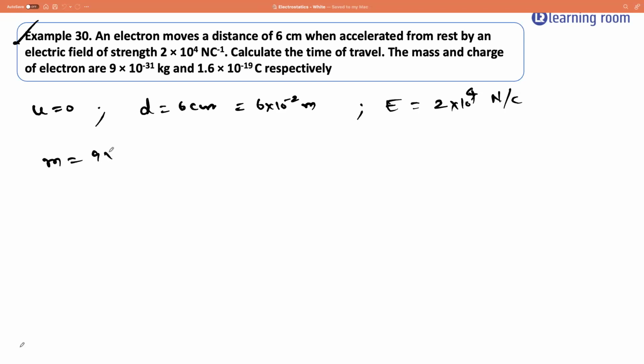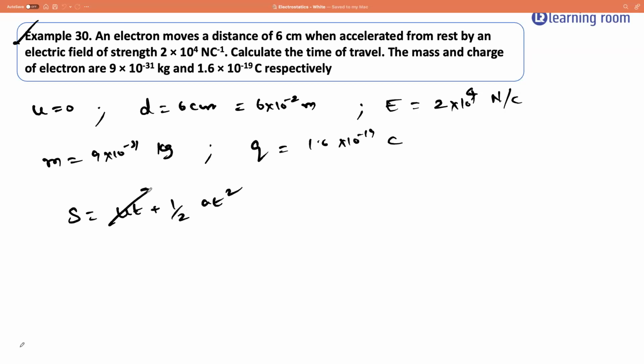So mass is given as 9 into 10 power minus 31 kilogram. Charge is given as 1.6 into 10 power minus 19 coulomb. How do I frame the mathematical equation? S is equal to ut plus half at square. U is 0, which implies S will be equal to half at square.